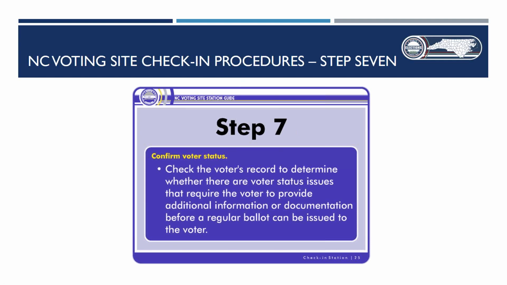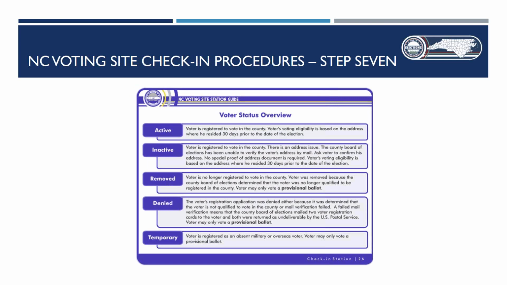All right, so you're going to step 7, confirm the voter status. Check the voter's record to determine whether there are voter status issues that require the voter to provide additional information or documentation before a regular ballot can be issued. Okay, so this is where we go into the voter status overview, and you can have an active voter, inactive, removed, denied, temporary. And in the next slide, we're going to focus in particular on inactive, and that's usually due to an address issue.